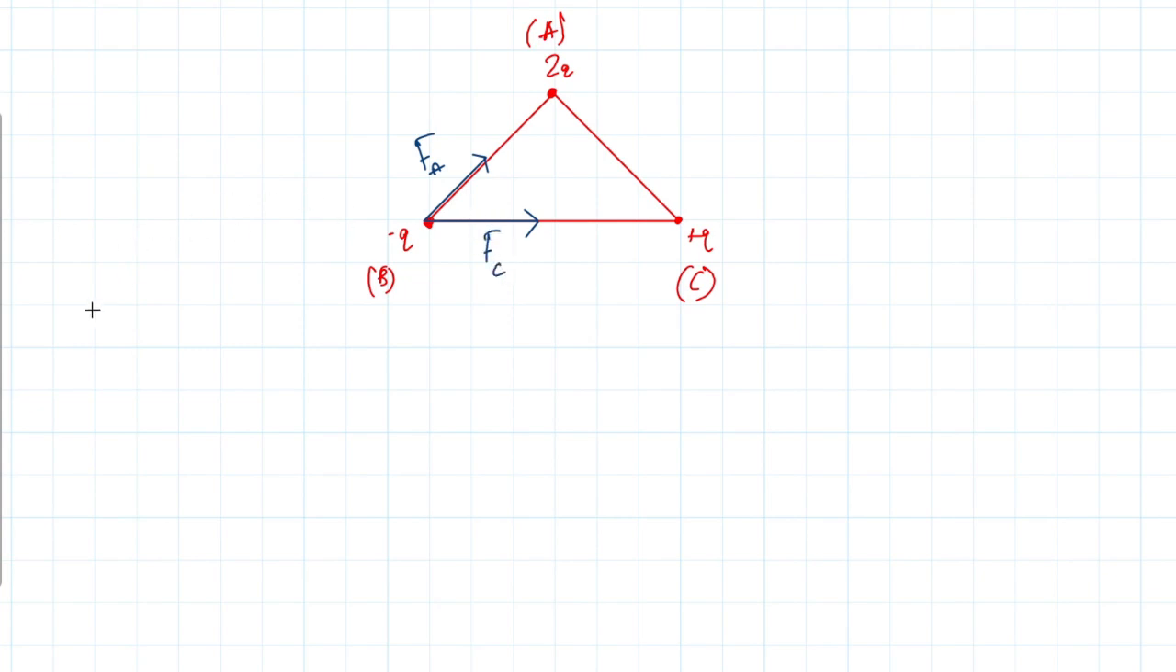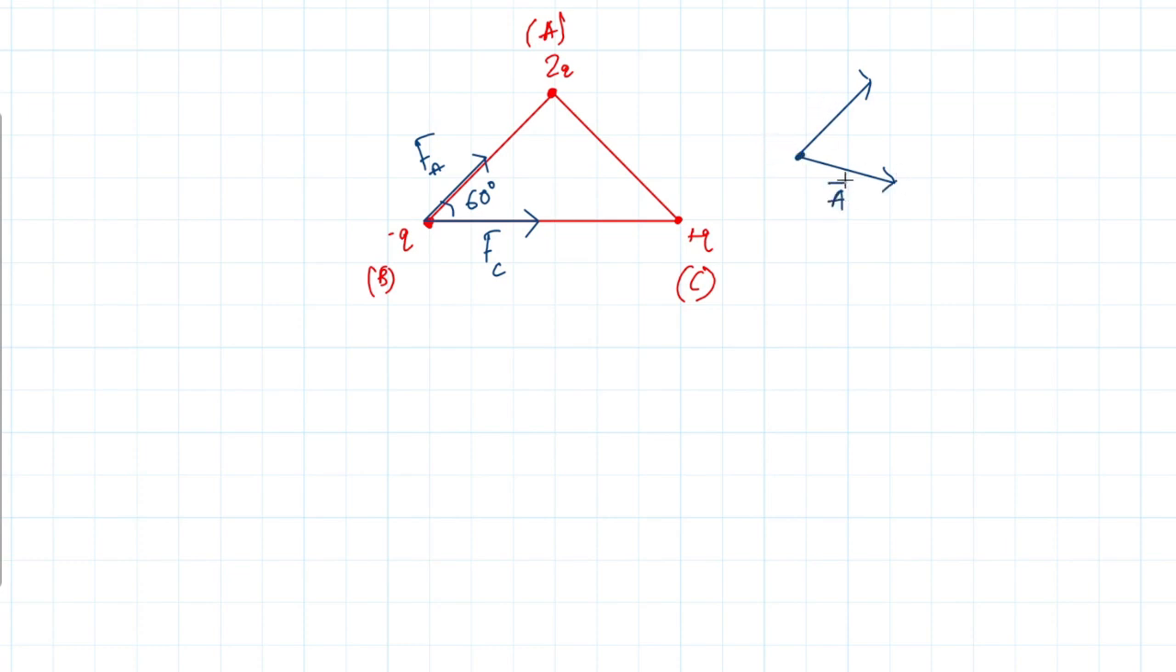Okay, and then we also know the angle between these two forces, FA and FC, since it's an equilateral triangle. We have already defined this angle, it is 60 degrees. So we know the situation when a charge or a single particle experiences two forces like this.